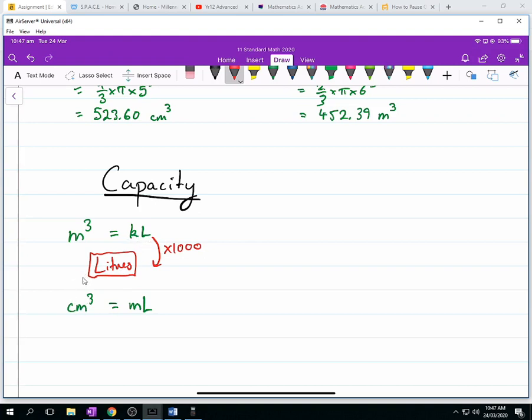And the other way, you could keep going and also times this one by 1,000 if you want, but if we're going up to a larger unit, we always divide by 1,000. Okay, we divide by 1,000 there.